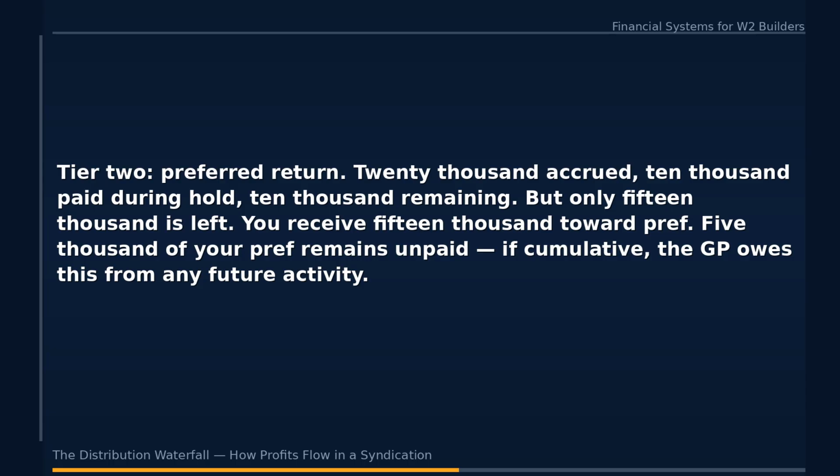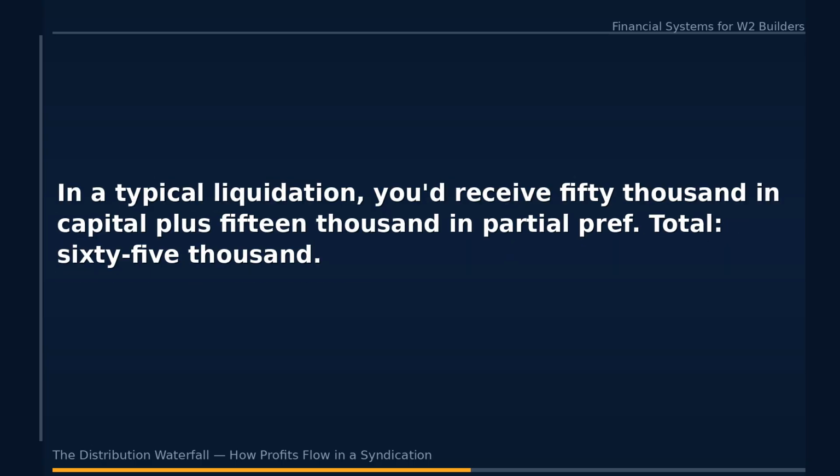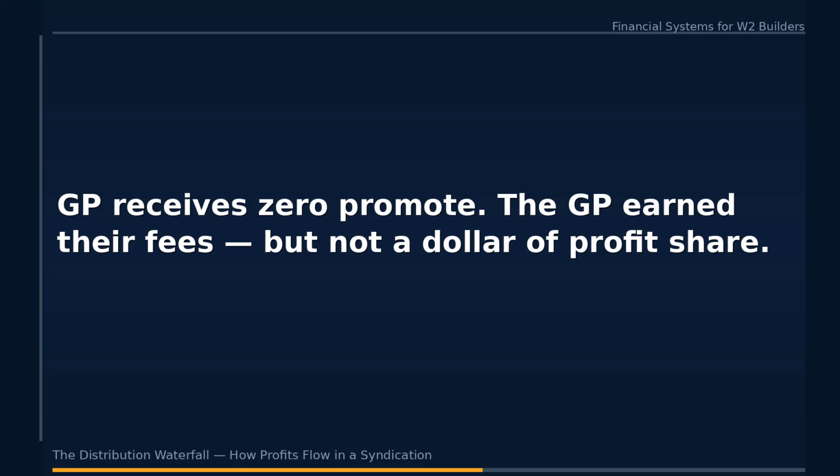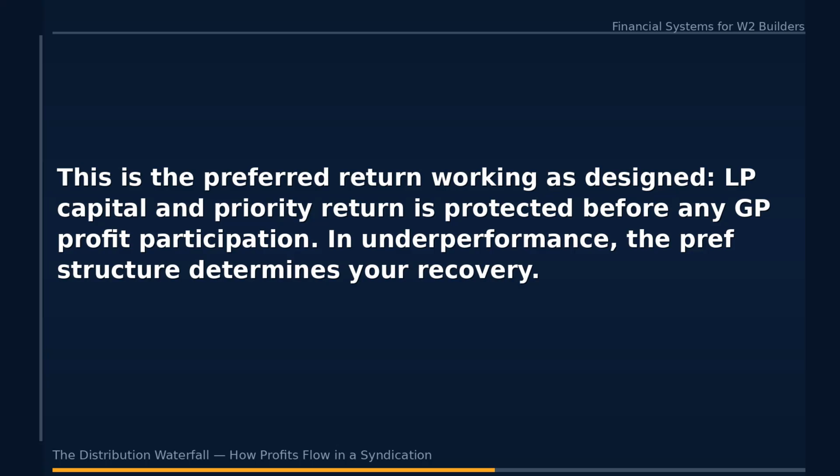If cumulative, the GP owes this from any future activity. In a typical liquidation, you'd receive 50,000 in capital plus 15,000 in partial pref. Total, 65,000. GP receives 0 promote. The GP earned their fees, but not $1 of profit share. This is the preferred return working as designed. LP capital and priority return is protected before any GP profit participation.